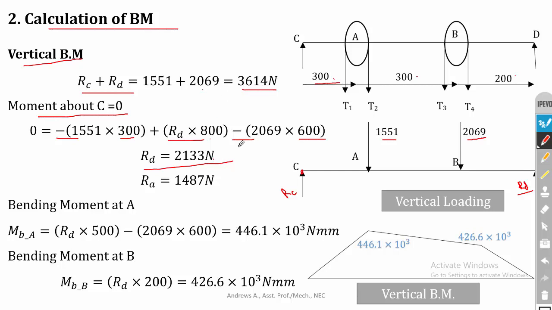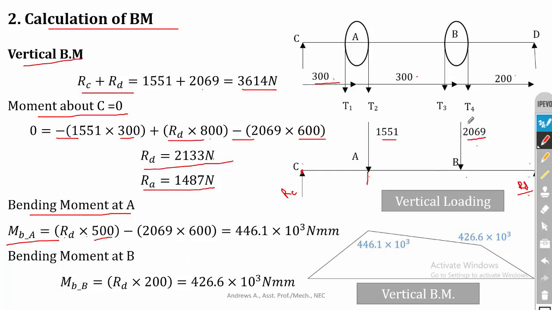You can substitute this in the previous equation and you can calculate RC is equal to 1487 Newton. So now we have calculated RC and RD. Then we can calculate the bending moment at A and B, because we know that the bending moment at C and D is equal to 0. So first we will calculate MA. Consider the forces acting on the right hand side. Two forces are acting, one is RD and another one is 2069. The RD is acting in the counterclockwise direction, so consider plus RD into the perpendicular distance from RD to point A, it is 300 plus 200, it is 500.